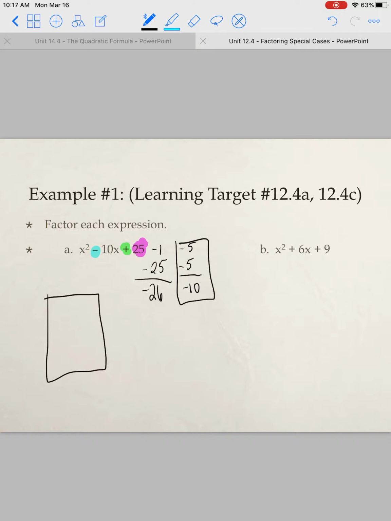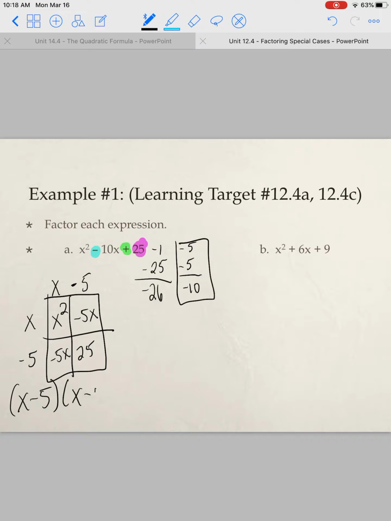If I do my box, I'd have x squared, 25, -5x, and -5x. Find my greatest common factors. For this row, it would be x. It's going to be 5, and it's touching a negative box. Do this way, it's going to be x again. It'd be 5, and I'm touching a negative box. So my answer will be x minus 5 and x minus 5.